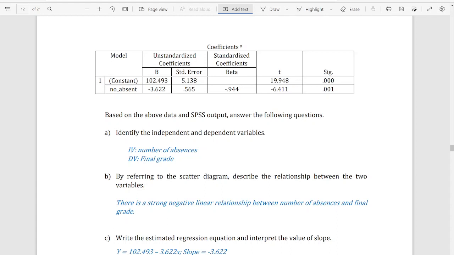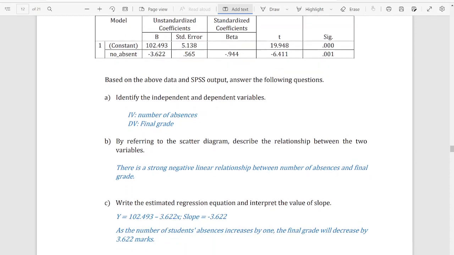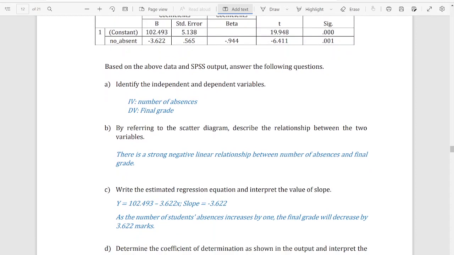So you can say that identify the independent and dependent variable. So dependent variable adalah yang di luar. So kalau tengok dekat dalam coefficient ni, the one in the table is number of absences. So that means the independent variable will be number of absences and the dependent variable will be final grade. And then referring to the scatter diagram, describe the relationship. There is a strong negative. Dia punya berkurangan kan. So strong negative linear relationship between the number of absences and final grade.